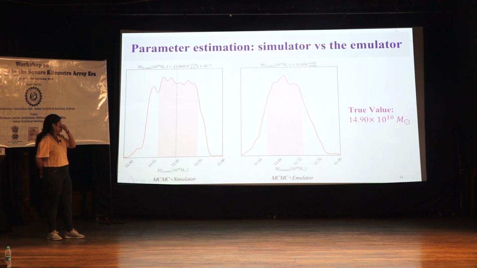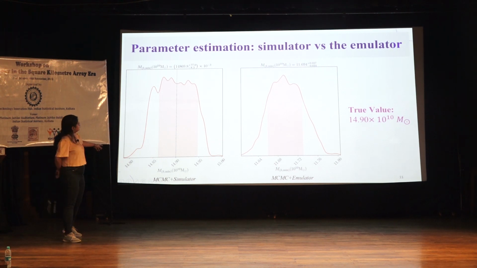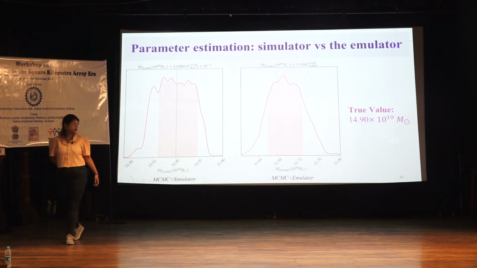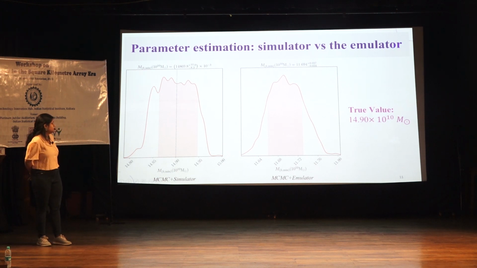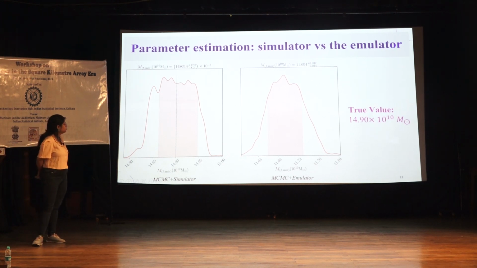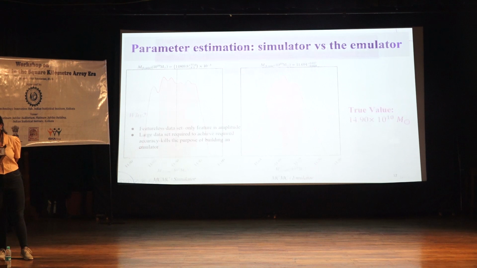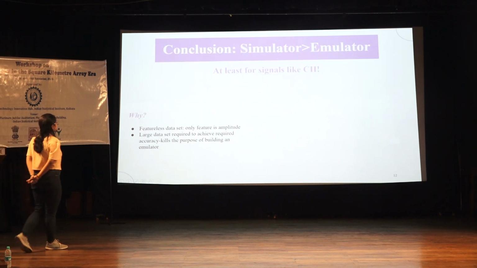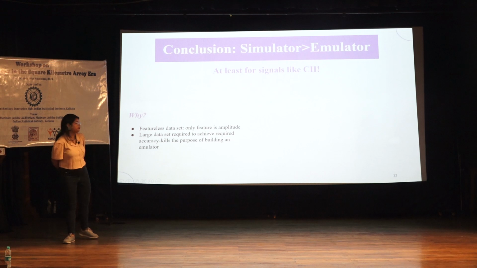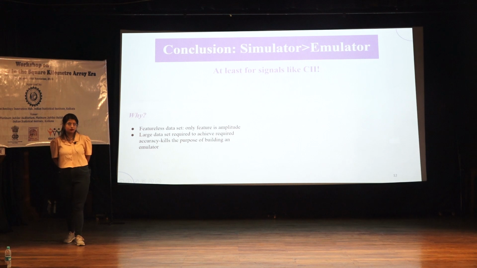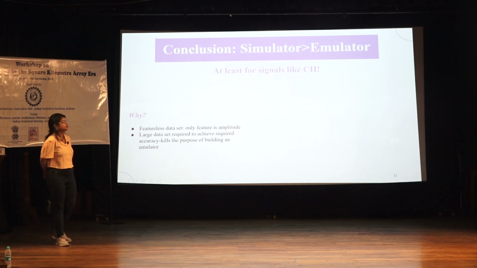So this is a comparison of what happens when we run the MCMC with the simulator. You get the true value as the inferred parameter, whereas when we run the emulator for the same value, you can see that the estimate that the MCMC algorithm throws out is not at all close to the true value of the parameter that we provided. So from those experiments, what we could safely conclude is that simulators seem to be a better option as compared to emulators, at least for signals like C2.